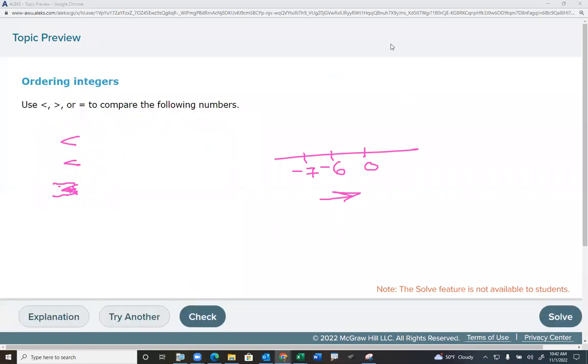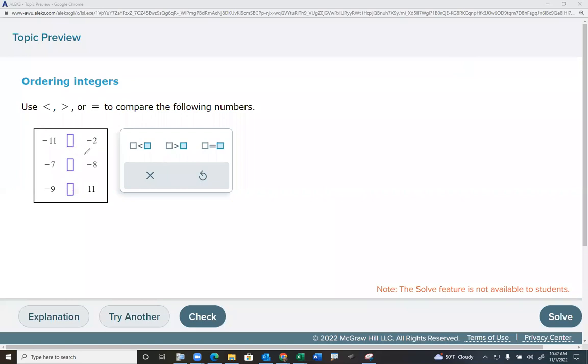I'm going to need to clear off my screen here. So we've got greater than there because -2 is bigger than -11. This time, I'm sorry, this was the less than sign. On the second one, we got the greater than sign because -7 is greater than -8. And then here we've got the less than sign again. And the alligator always wants to eat the bigger number.